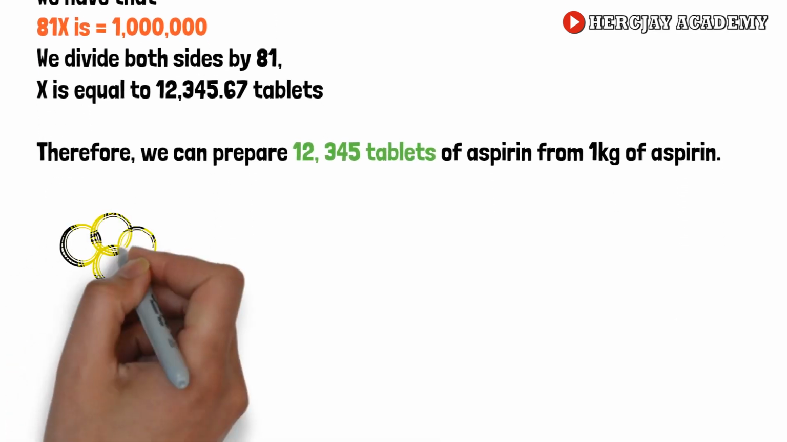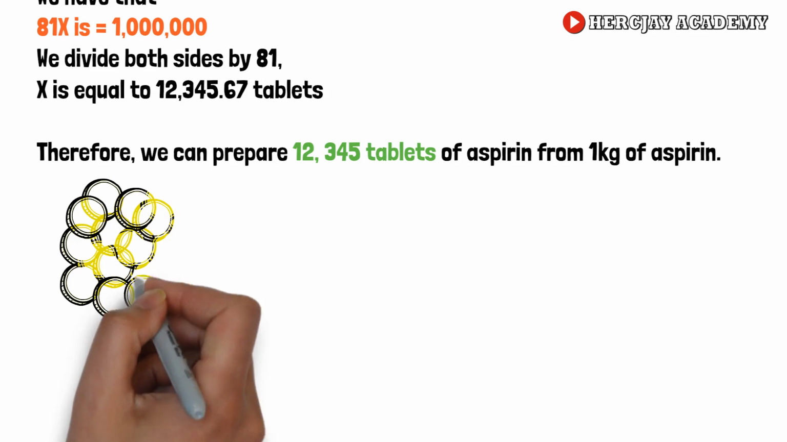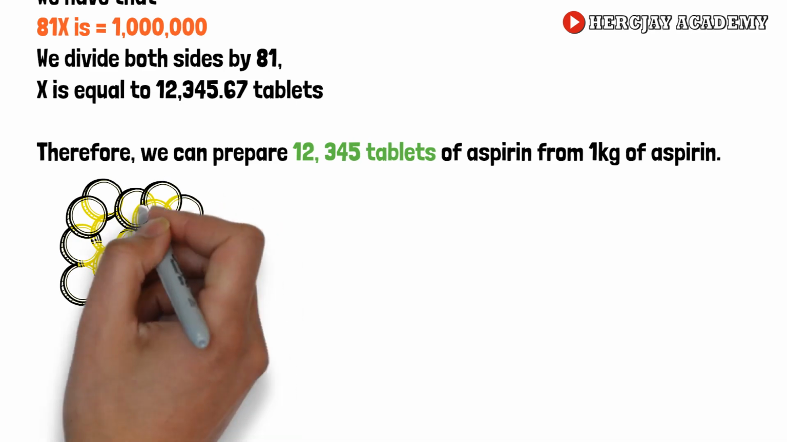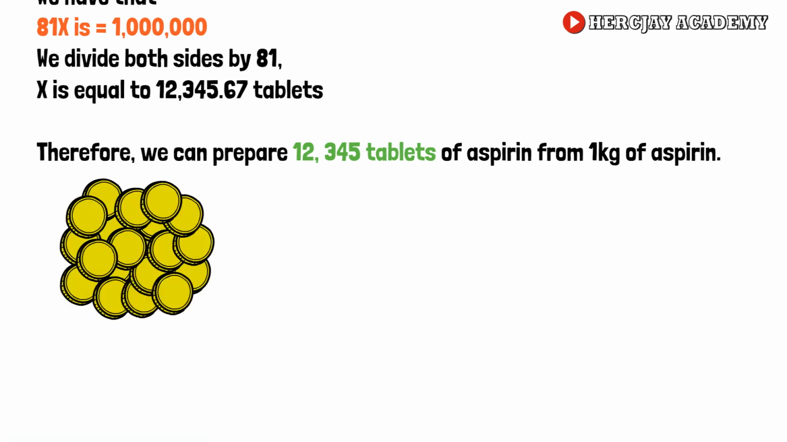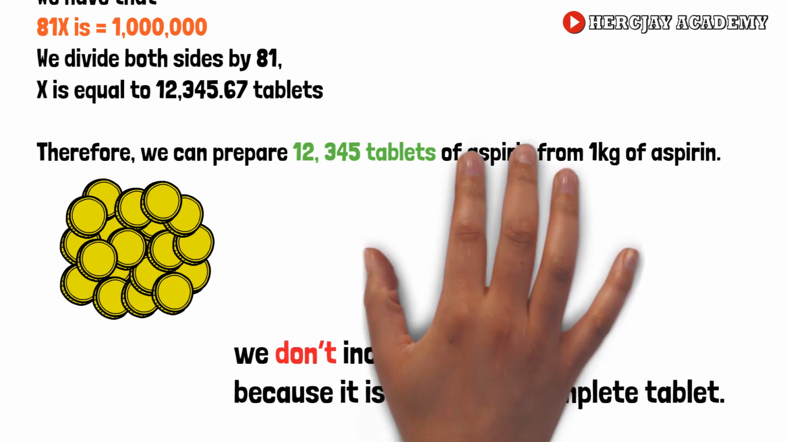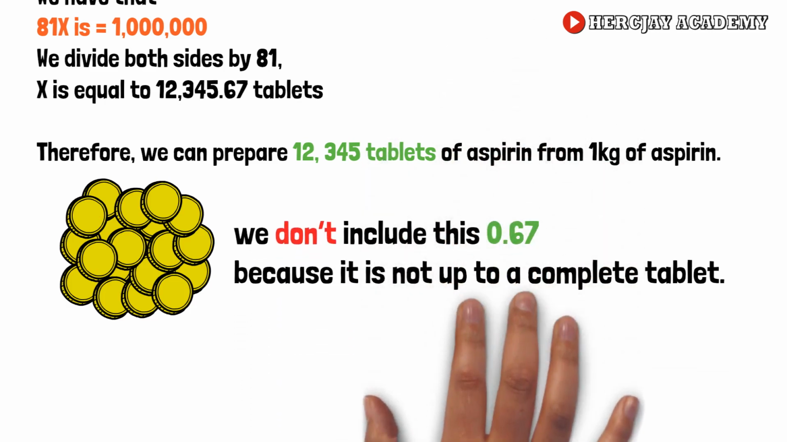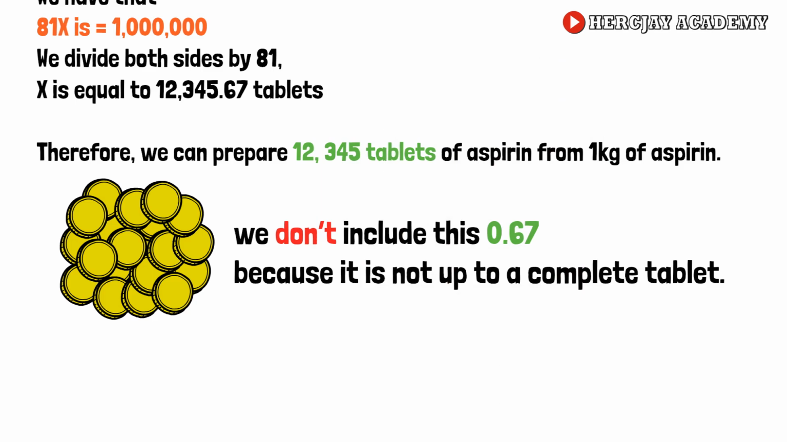Note that we will have a leftover amount of the drug that is just sufficient to prepare 0.67 of a tablet. Hence, we don't include this amount as it is not up to a complete tablet. Let us proceed to the next question.